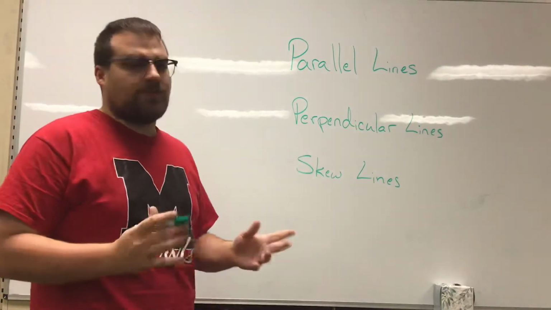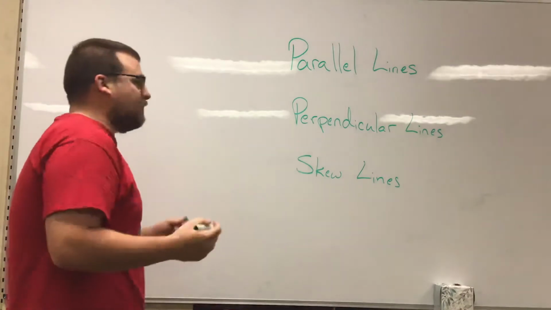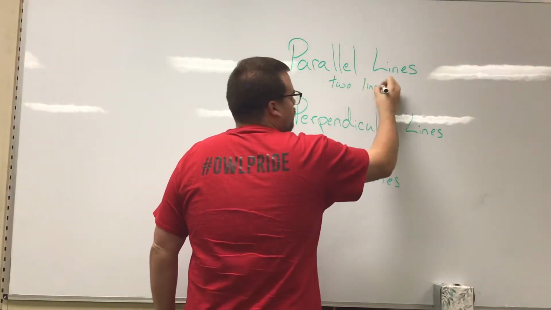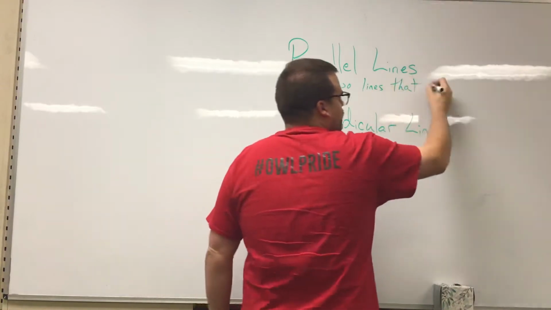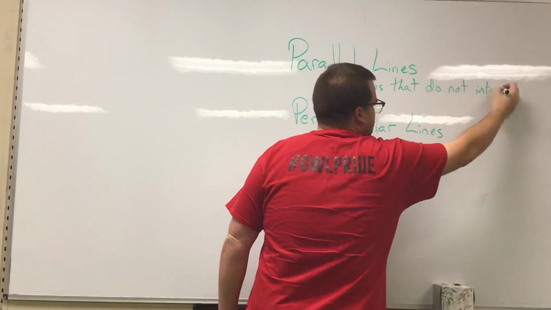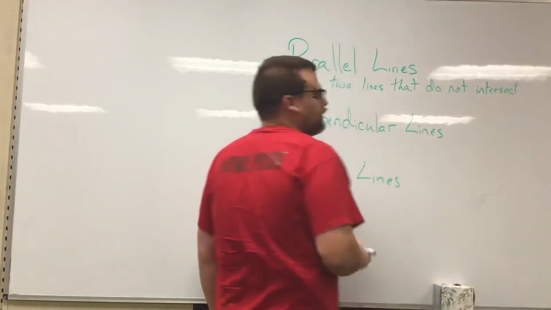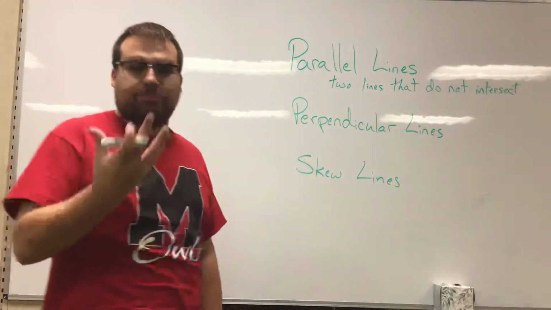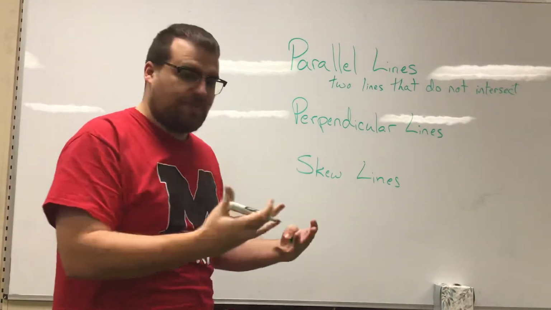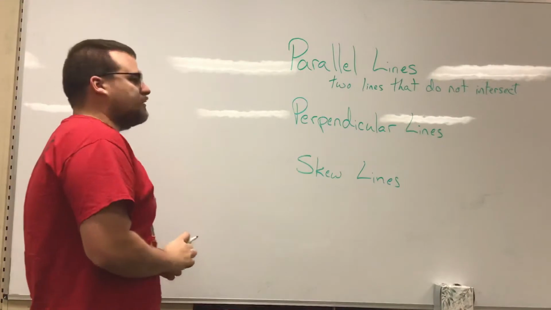Parallel lines is something you've probably heard before. That means two lines that do not intersect. Two lines that do not intersect, but they are on the same plane. So they exist in the same kind of space, they're just not going to intersect.